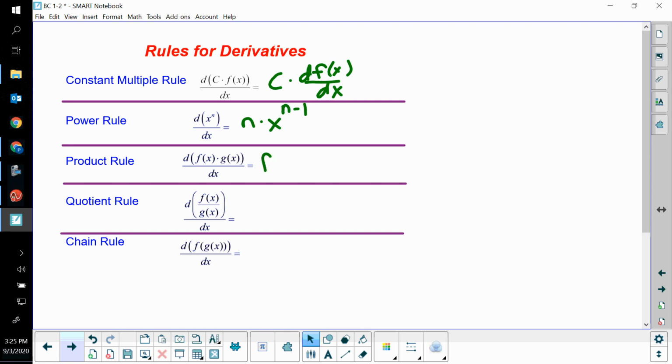Our product rule, we do derivative of one times regular of the other, plus regular times derivative. And order doesn't matter in the product rule because it is a plus.